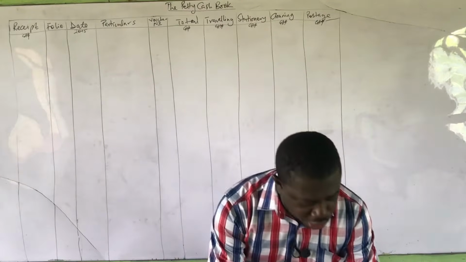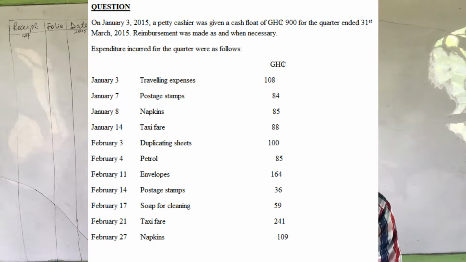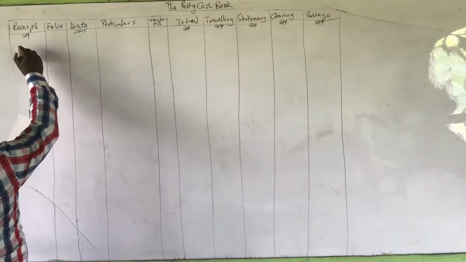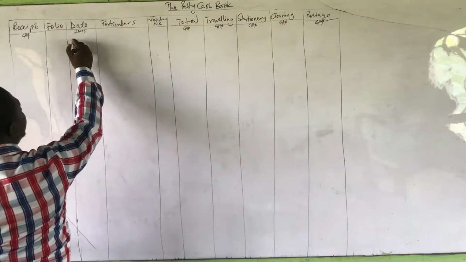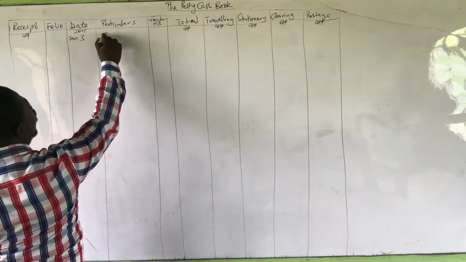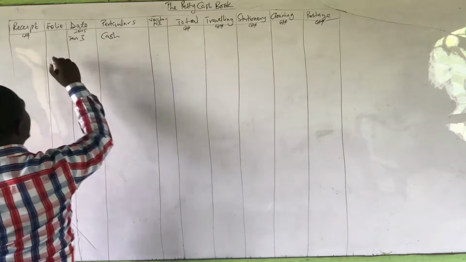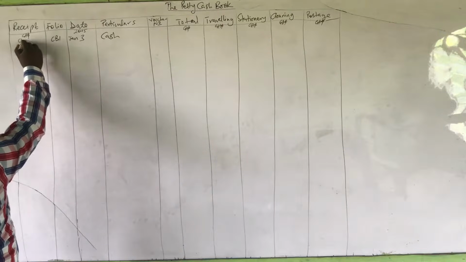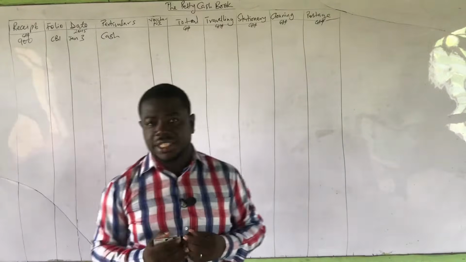Starting from the introduction. We are told that the petty cashier was given a float of 900 Ghana cedis. So it means that is what we are working with. And it was given on the 3rd of January 2015. So we are doing this petty cash for the whole quarter. And so the float will be recorded first. The date is January 3rd. So we call it cash because it's coming from the main cash book. And the folio will be CB, cash book, CB1. And we write 900 here. So that is the first entry to make.